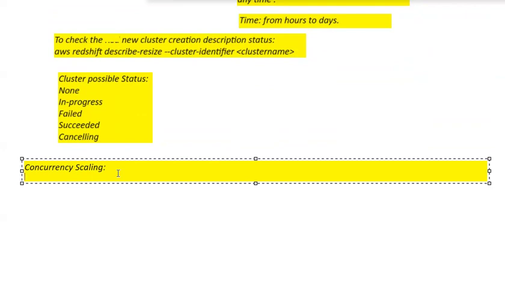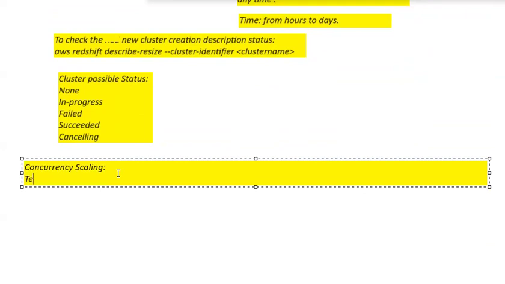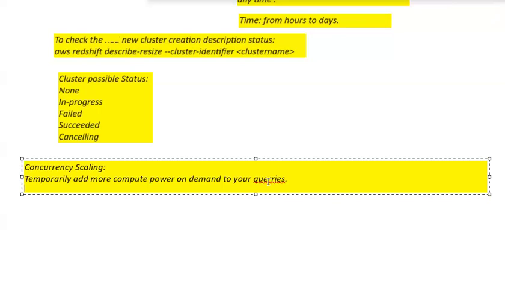So what is this type of scaling, sir? It just temporarily adds more compute power on demand to process your queries. What it will do? It will temporarily add more compute power on demand to your queries. So what does it indicate? What does this statement indicate?